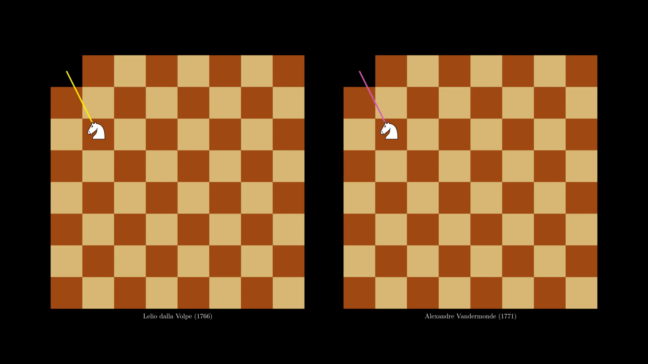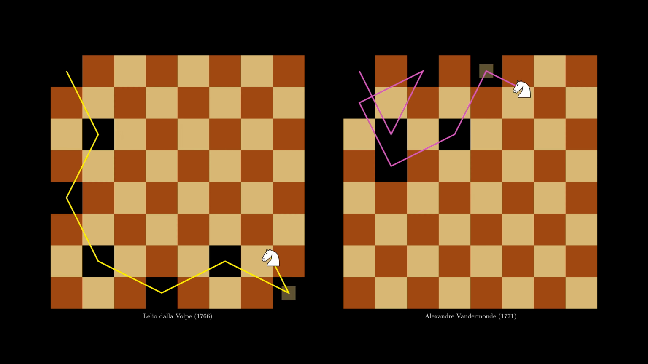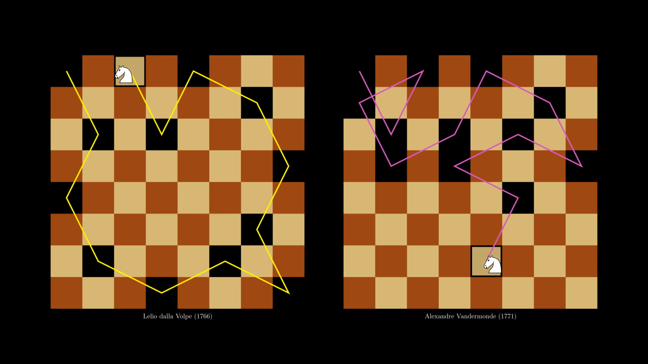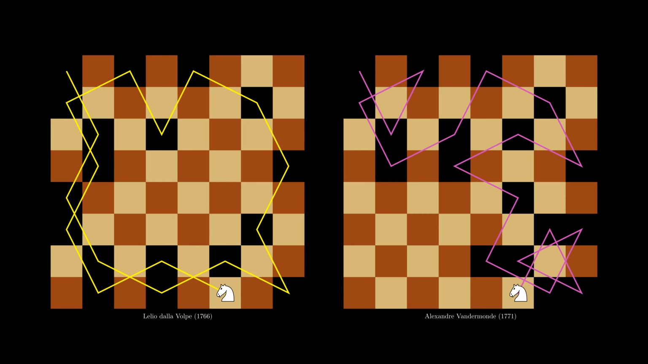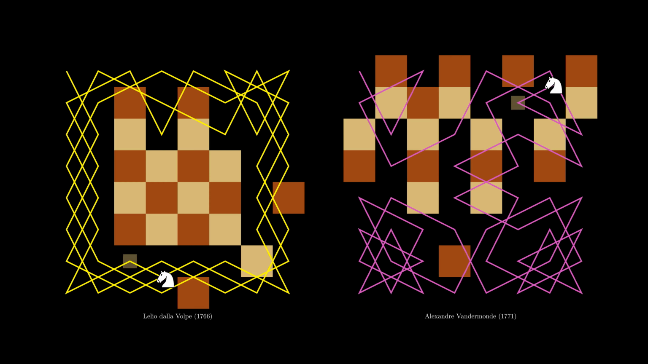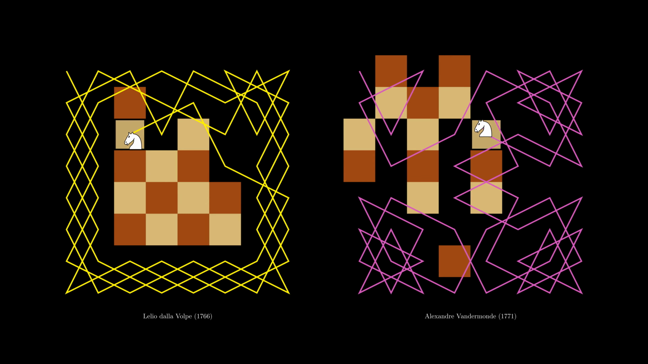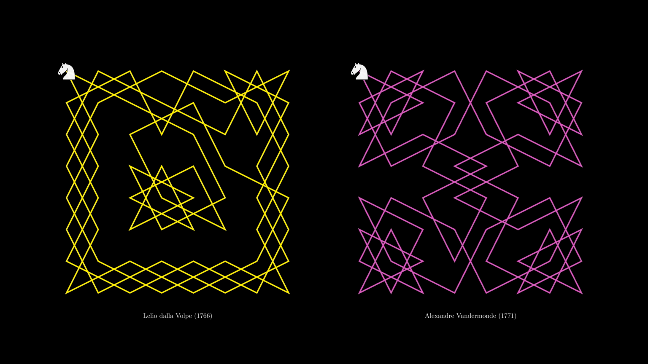Representing knight's tours as polygonal paths is actually a relatively recent idea. The earliest examples appear in the work of the Italian mathematician Lelio Dalla Volpe, the image on the left. On the right is a pattern created by the mathematician and musician Alexandre Vandermonde.